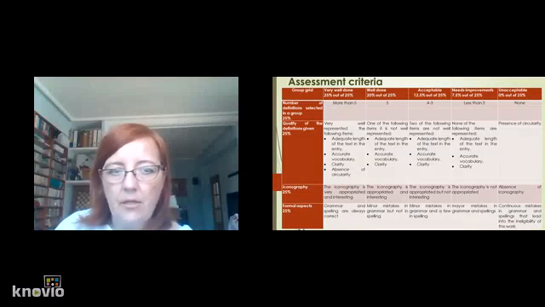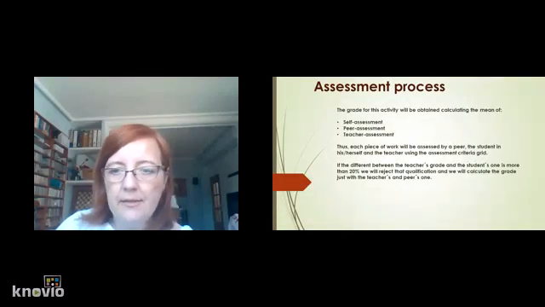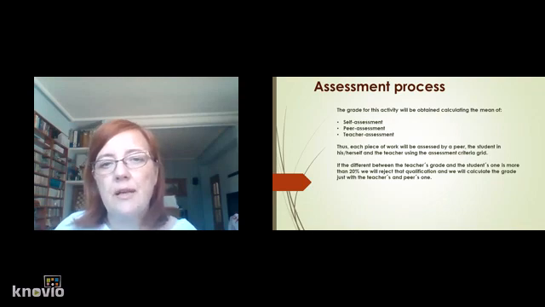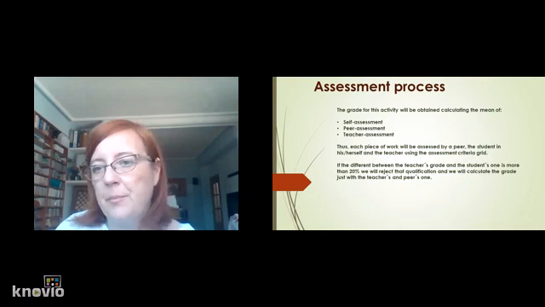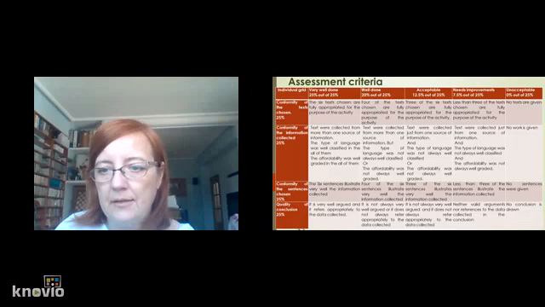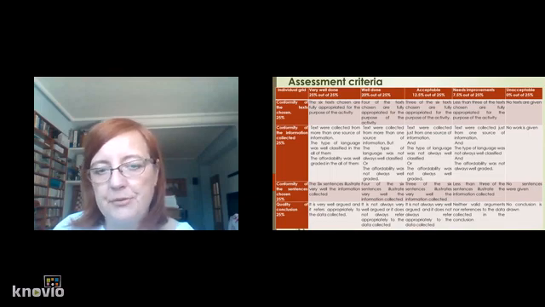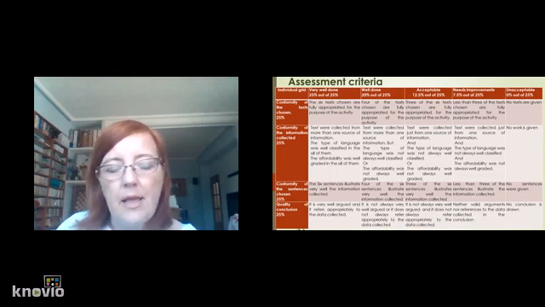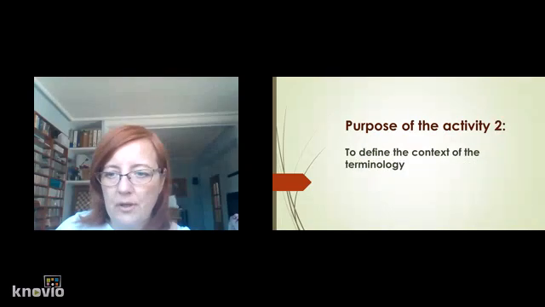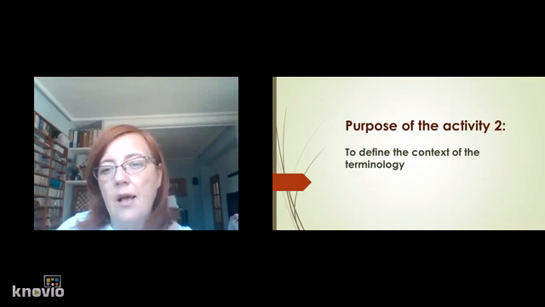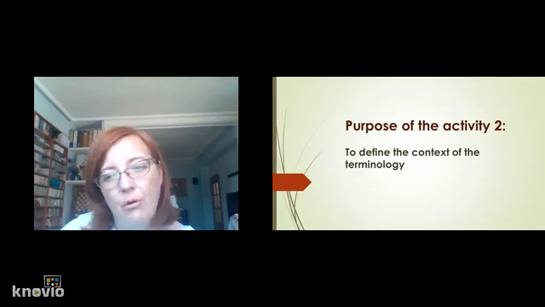Okay, we can see the other table for the group grid, and here we also have how the assessment process will be for the second activity. We are going to include self-assessment, peer assessment, and teacher assessment, and this is the grid we are going to use, also with the 5 levels and the concepts we are going to look at. And finally, the second one will be to define the context of the terminology. And I think this is all for today.